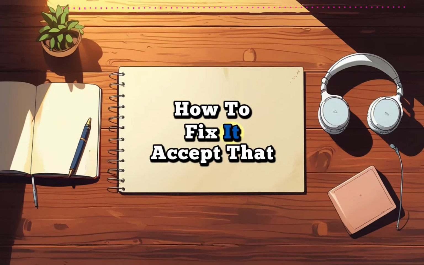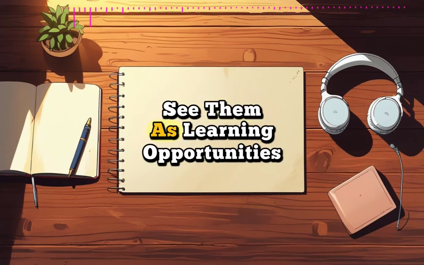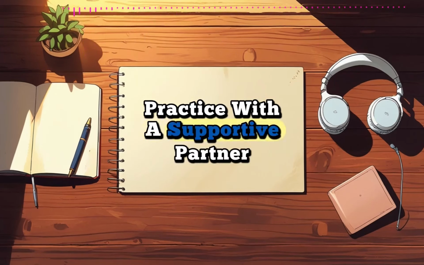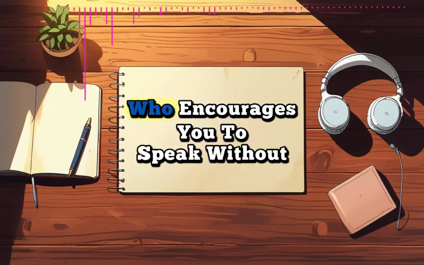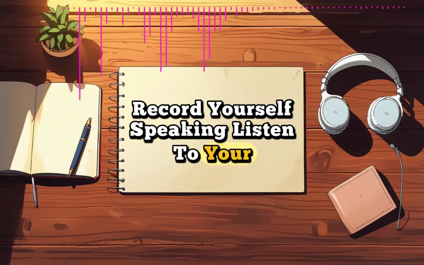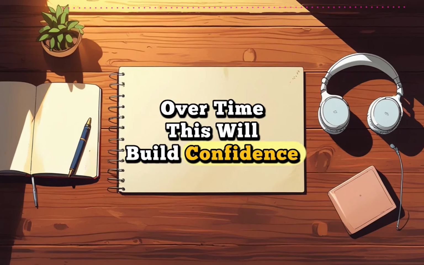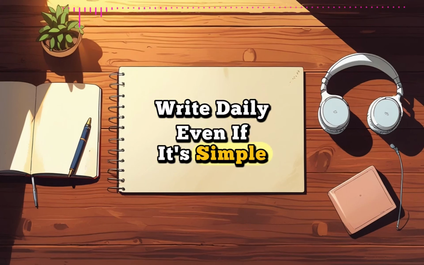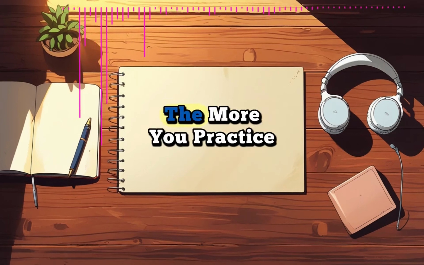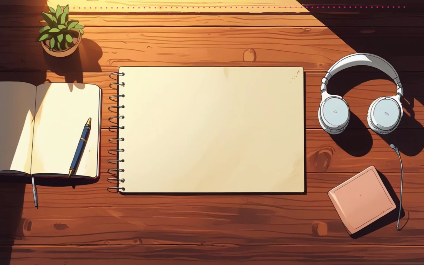How to fix it? Accept that mistakes are normal. Instead of being afraid of mistakes, see them as learning opportunities. Every mistake helps you improve. Practice with a supportive partner. Find a language partner or tutor who encourages you to speak without fear. Record yourself speaking. Listen to your own voice and notice areas where you can improve. Over time, this will build confidence. Write daily. Even if it's simple, start with short sentences. Over time, your writing will improve. The more you practice, the more confident you will become. Don't let fear stop you from using English.